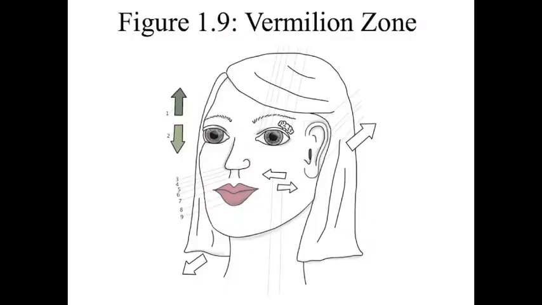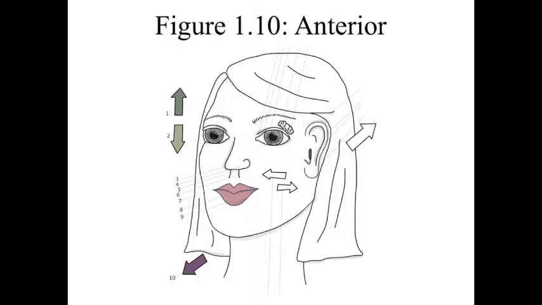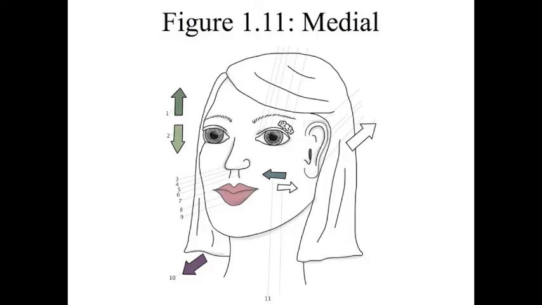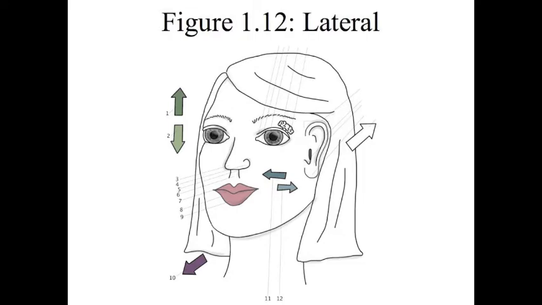Number 9 is the vermilion zone. This is where women also would be putting lipstick. It's just the inside of your lips. Number 10, we're back to some of the anatomical nomenclature. This word is anterior. Anterior means anything towards the front. Now we will learn about posterior in a couple of items, but right now just think on anterior. Number 11 is medial. Medial means anything towards the middle. Pretty easy. Number 12 is lateral, which would mean anything to the side.